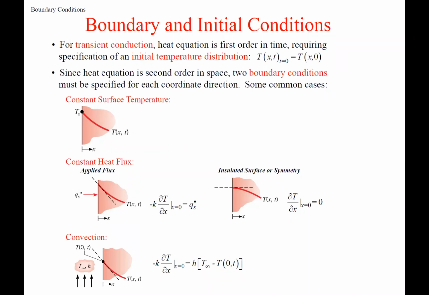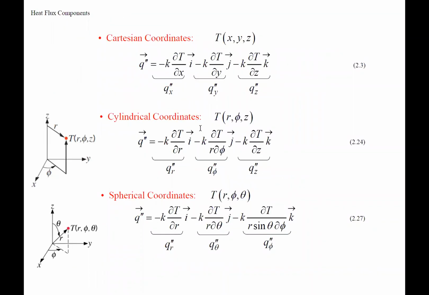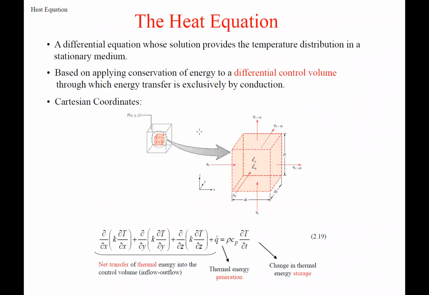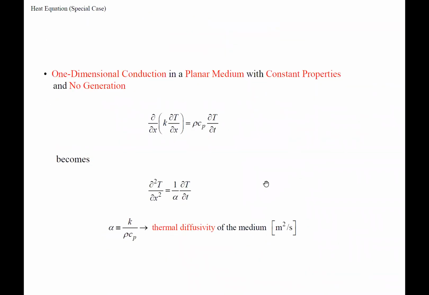So we are continuing chapter 2. We went through last class the Fourier's law, the heat equation, and derived it for the Cartesian coordinates. So we have our heat equation down at the bottom here. We have it for the other coordinate systems, and then when we started simplifying it, 1D, no generation, constant properties, we can simplify what we see here.